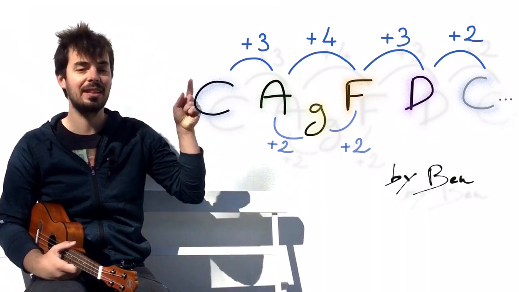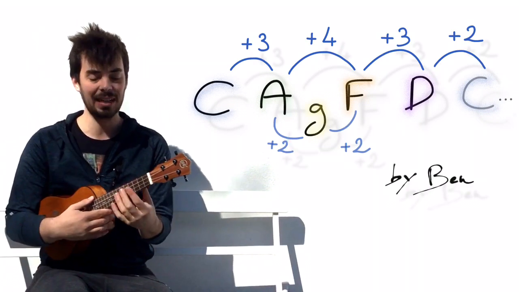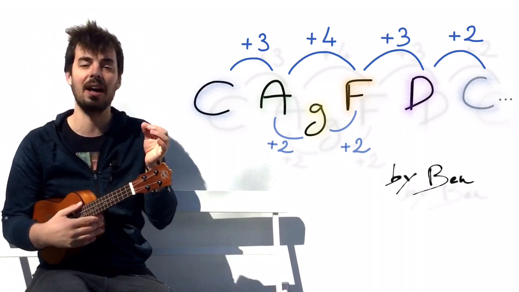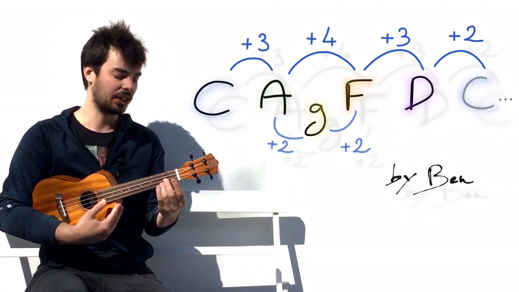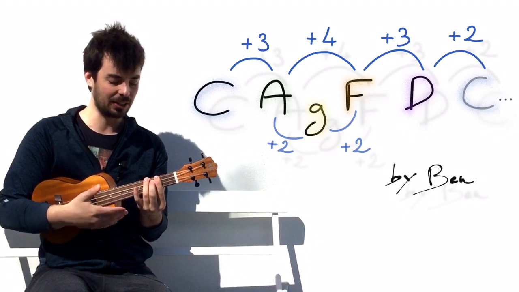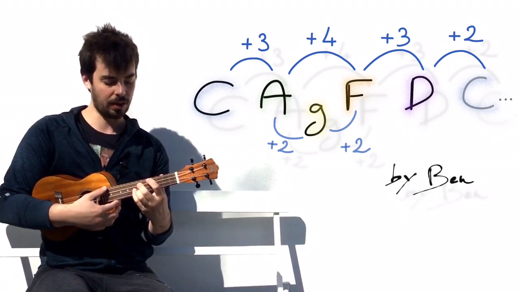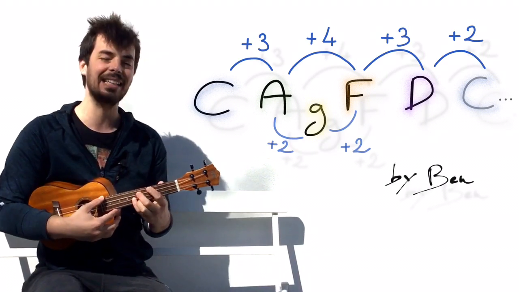Oh, I haven't mentioned why there's a small G. It's because between the A shape and the F shape, instead of having a big leap of 4, you can have a small leap of 2 and have a G in the middle. What I mean by this is C shape, 1, 2, 3, A shape, still the same chord, still a C major, plus 2, index here, and then from where our index is, we add a G chord.